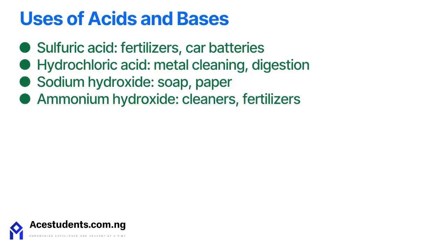Finally, acids and bases play an important role in everyday life and industry. Sulfuric acid is widely used in fertilizer production and car batteries. Sodium hydroxide is essential for soap making and paper manufacturing. Understanding these uses helps connect chemistry to real life.